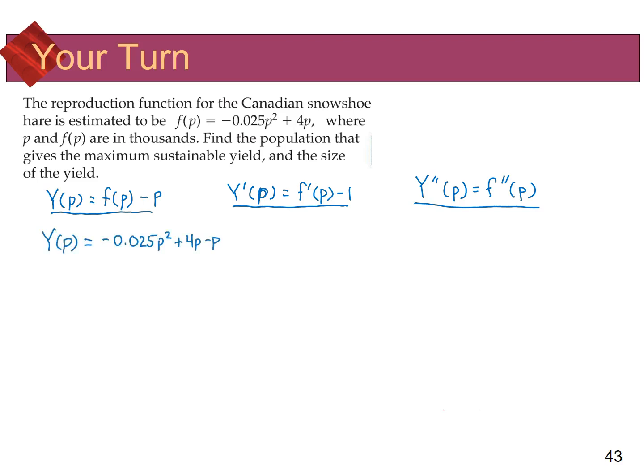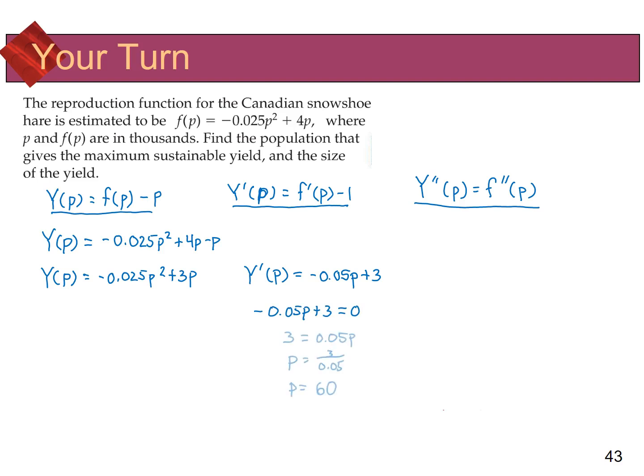So the yield function is going to be negative 0.025 p squared plus 4p minus p, which ends up being negative 0.025 p squared plus 3p. When I differentiate that, I get negative 0.05 p plus 3, which I in turn set equal to 0 to find out the population size that's going to produce that to happen. And I get a p-value of 60.